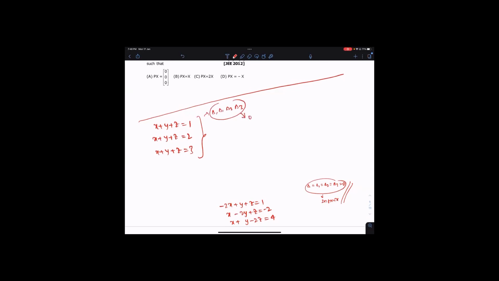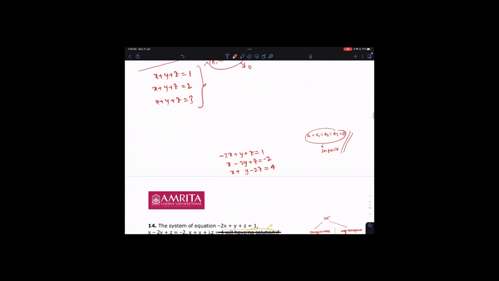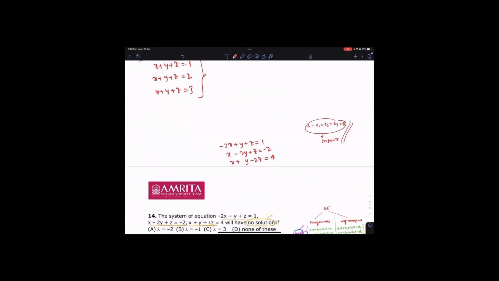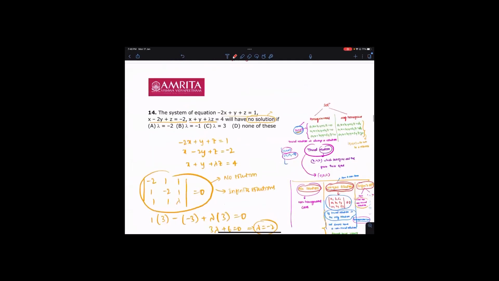That doesn't mean infinite solution. The actual answer is no solution. Okay, fine, guys. Now here is what I want you to do. So don't just go with the equations. Just follow one simple step.